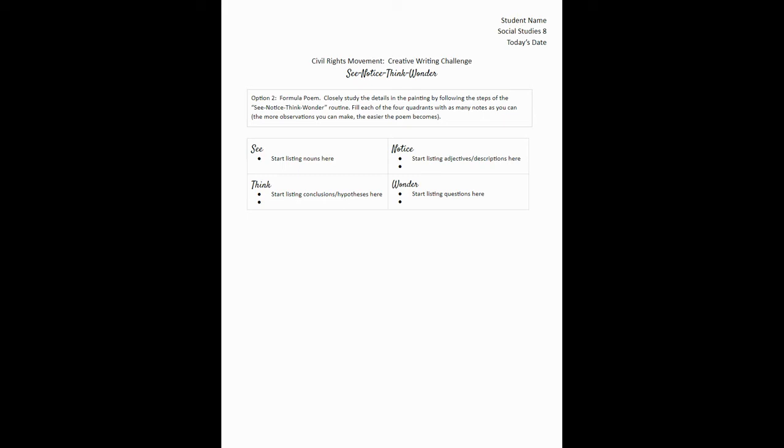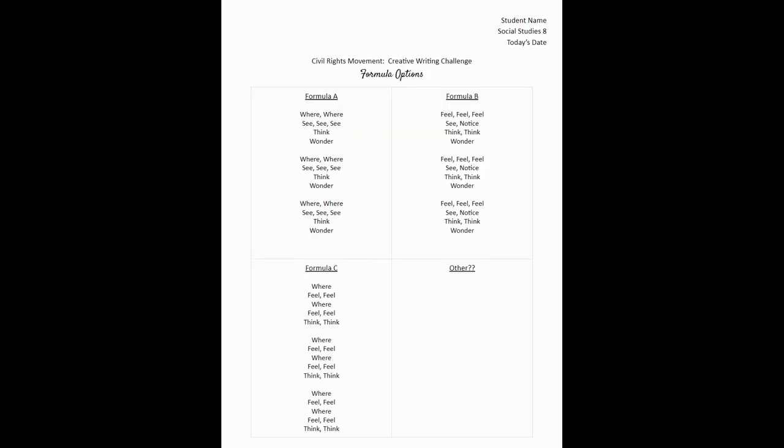So I want you to imagine that you've filled up this entire page with short little bullets of everything you can see, notice, think, and wonder about when looking at the painting. Now, the next step is to just take each of those boxes and plug them into one of these formulas or another formula that you create for yourself. They all are made of 3 short stanzas.